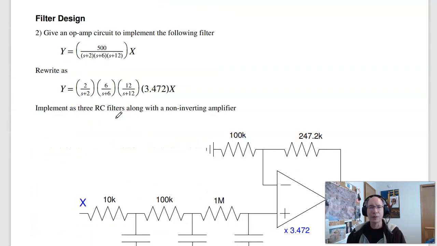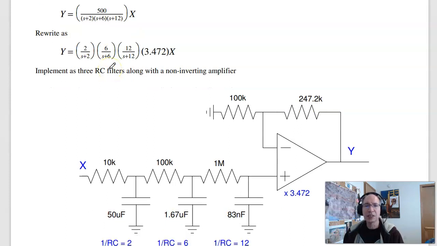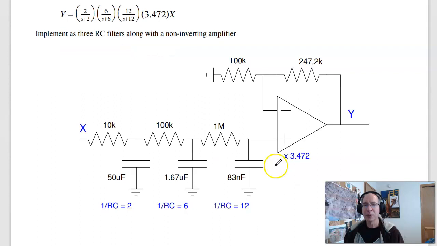Problem 2 is a filter design. Come up with a filter to implement this transfer function. In this case, I've got real poles. That tells me I can use an RC filter. So one way to implement it is like this. The DC gain, if you plug in s equals 0, the DC gain is 3.4. I can't get a gain of 3.4 with an RC filter, so I need an op amp. So I'll add an op amp to provide a DC gain to a 3-stage RC filter.